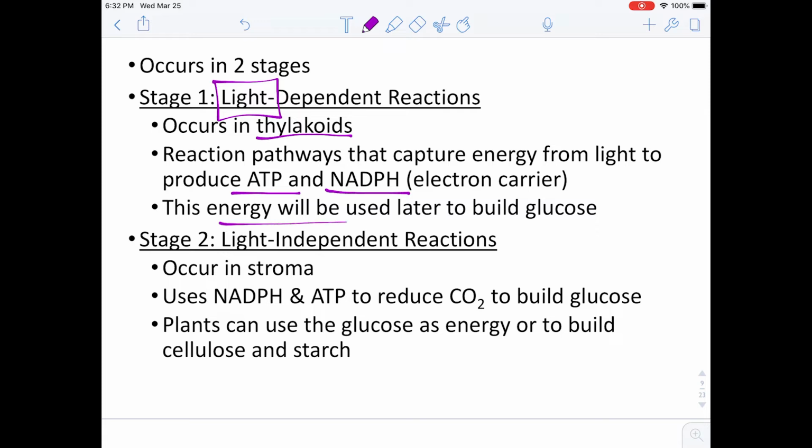Step two is called light independent, which means that light is not used in this part of the process. And if light is there, fine. If it's not, fine. It doesn't matter. These will occur in the stroma. And the big idea to note is we're going to take all that energy we just produced in the previous step, and then we're going to take carbon dioxide, which is one of the things that plants need, and we're actually going to build the glucose. So the main goal here in the light independent reactions is to build the sugar in the cell.